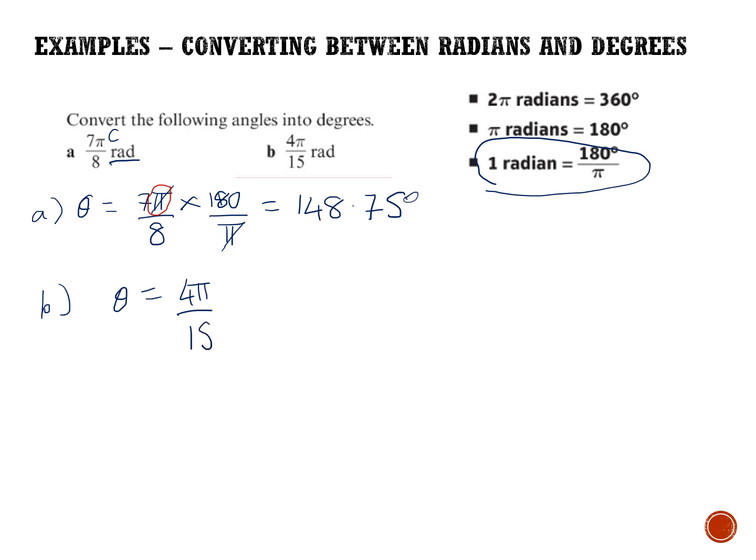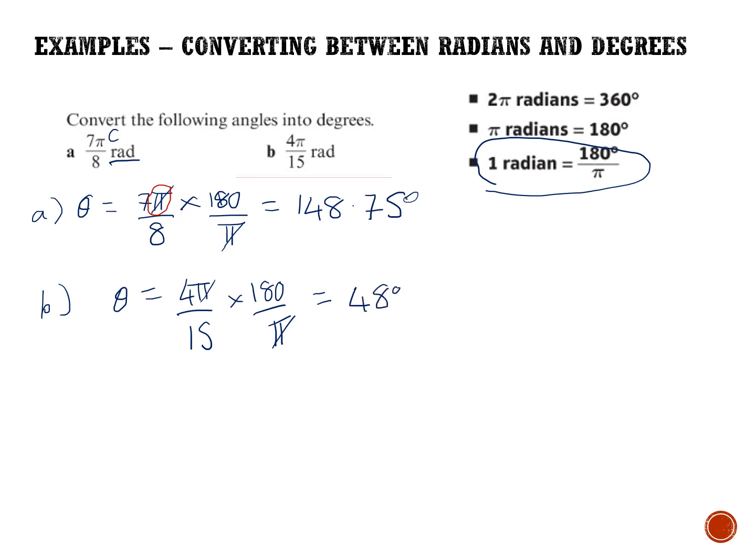Okay, so you can think of it as 4/15 of 180, or you can do your times 180 over pi and actually physically see those pi's cancel. Again, pop that in your calculator. All of the exams you do in maths will be calculator based. Make sure you write your working down though. So 4/15 of 180 is 48 degrees.